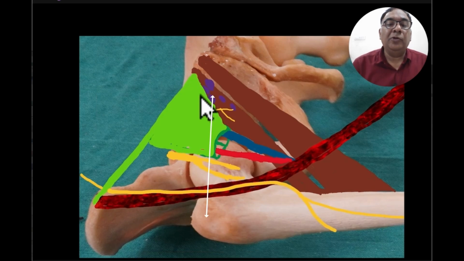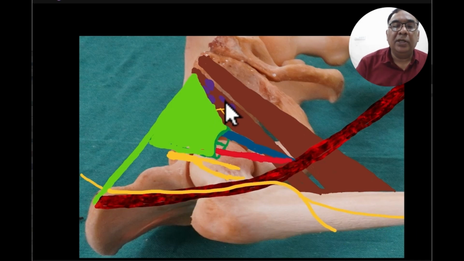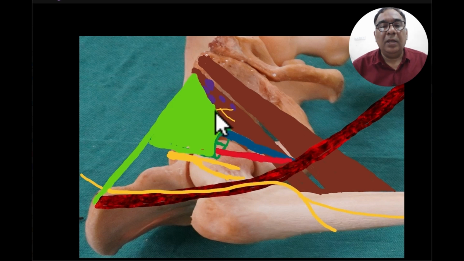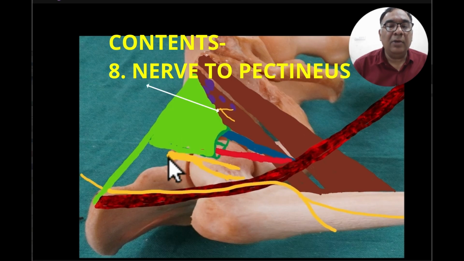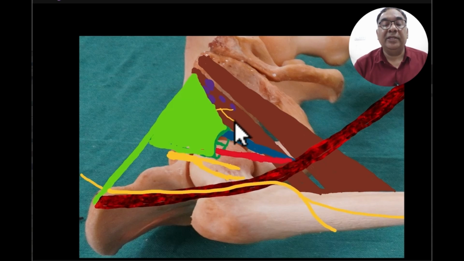Here medial to the femoral sheath, these are deep lymph nodes. They receive lymph from the superficial lymph nodes, and also receive lymphatic drainage from the glans penis in male and clitoris in female. This is the pectineus muscle, which forms the floor of the femoral triangle. Now the nerve supply of the pectineus muscle. This nerve is called the nerve to pectineus. It arises from the femoral nerve and passes behind the femoral sheath to reach the anterior surface of the pectineus muscle.